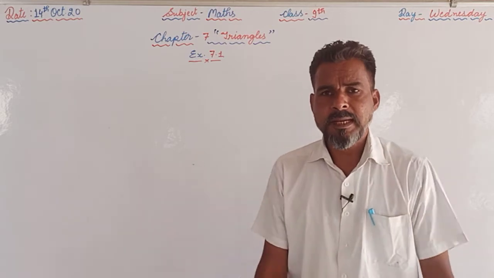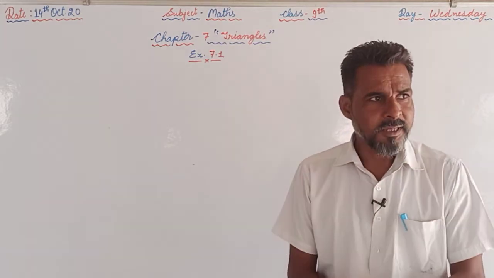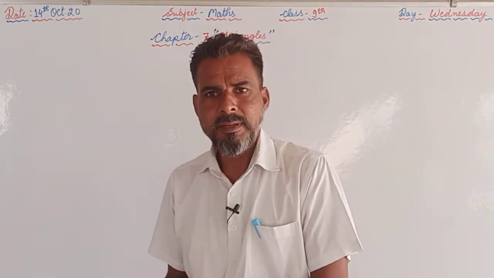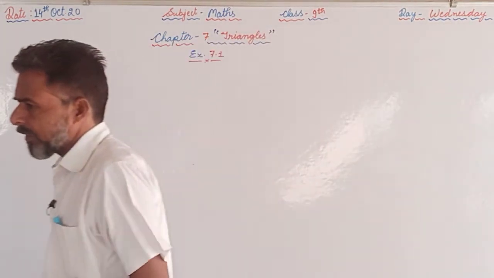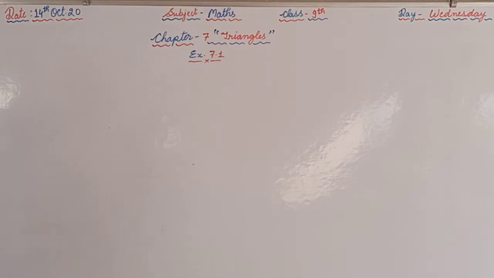This video is for class 9th and the subject is maths, and we are continuing the same chapter, that is chapter number 7, and the name of the chapter is triangles. Yesterday we started exercise 7.1 and we discussed the questions up to question number 4. So today we will discuss question number 5.